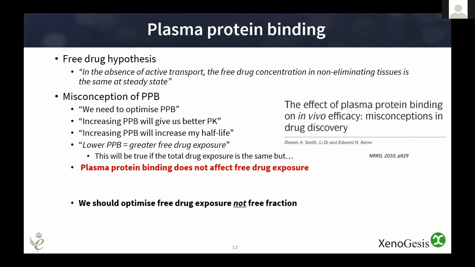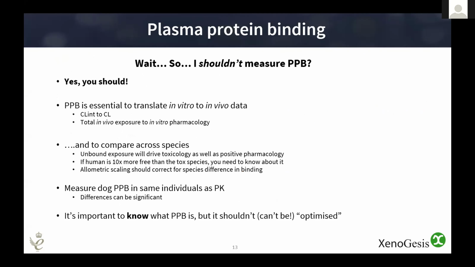And we often hear these things, I've heard these in all my career. We need to optimize PPB. Increasing PPB will give us a better PK. Increasing PPB will increase my half-life. Lower PPB is greater free drug exposure. That's true, but it's really important to note that plasma protein binding does not affect free drug exposure. And that's the most important thing. We should optimize free drug exposure and not the free fraction.